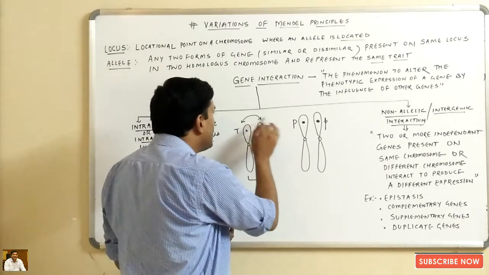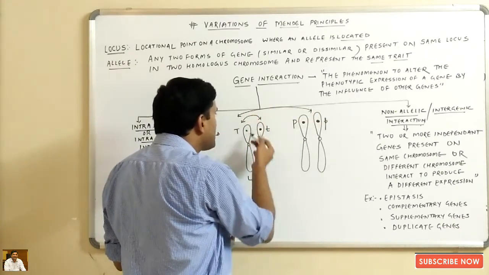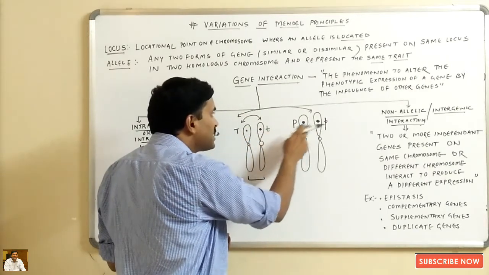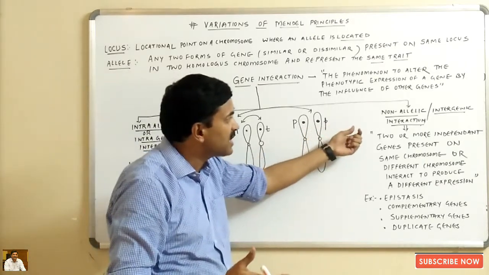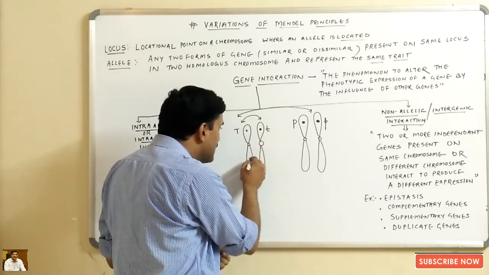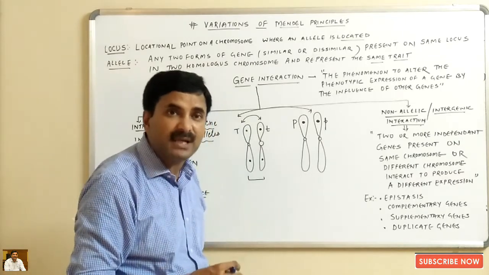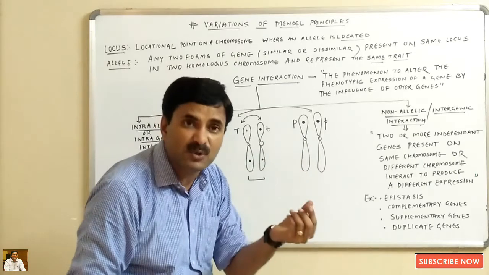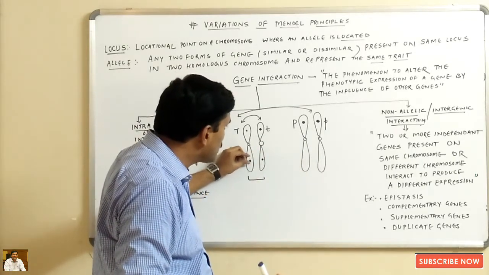And say the interaction is happening between these two genes, that is, between the capital T small t allele and the capital P small p allele, then such type of interaction will be called intergenic interaction. Now this interaction may also happen on the same chromosome. It's not necessary that the intergenic interaction always occurs between non-allelic genes present on different chromosomes. It may happen between genes present on the same chromosome.